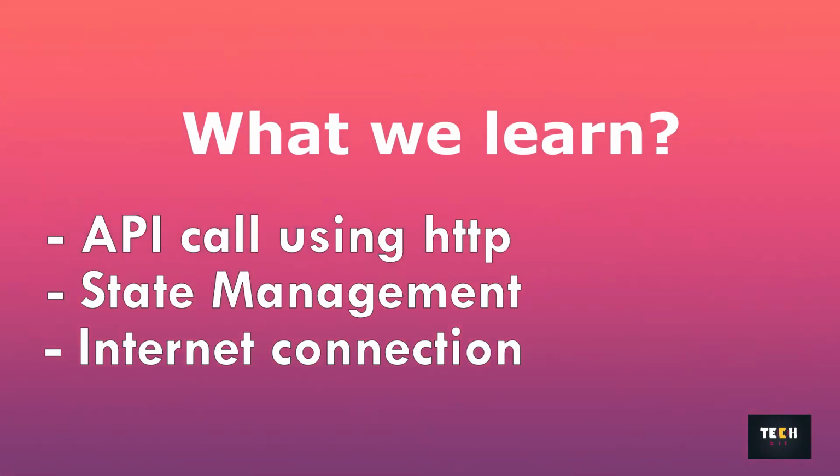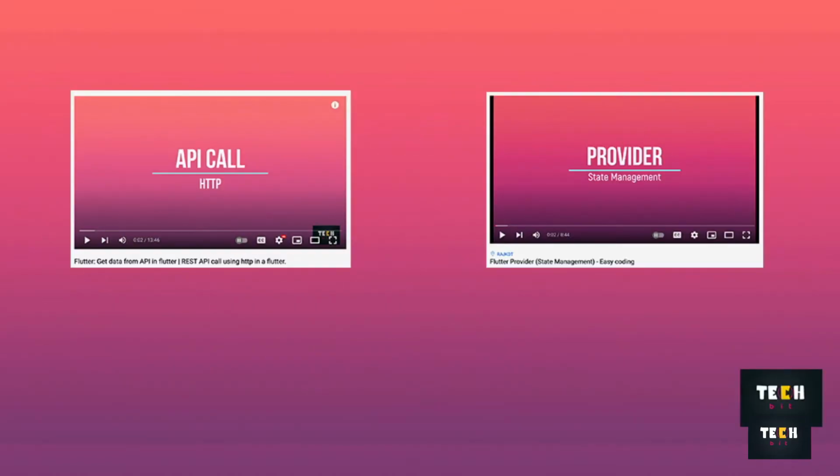Hello friends, in today's tutorial we are going to call an API using HTTP, and for state management here we are using provider. In my previous video I already called this API with HTTP, but at that time I used setState for state management. If you want to check that video, go to the description box, the link is already provided there. So let's start this tutorial.